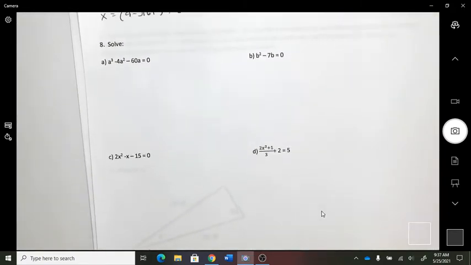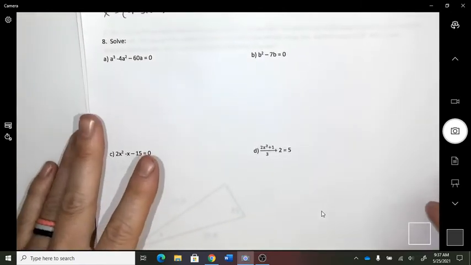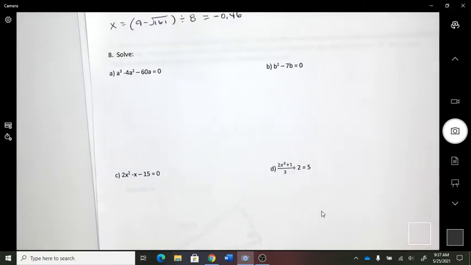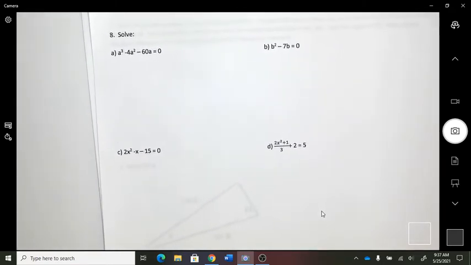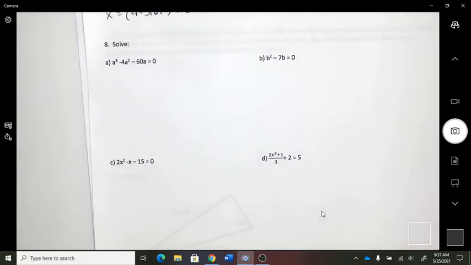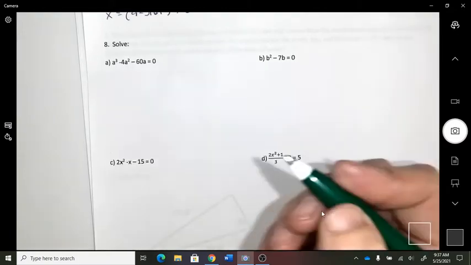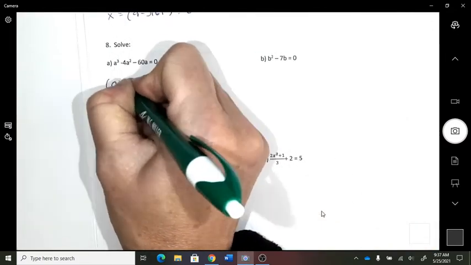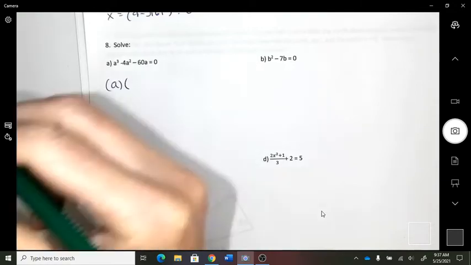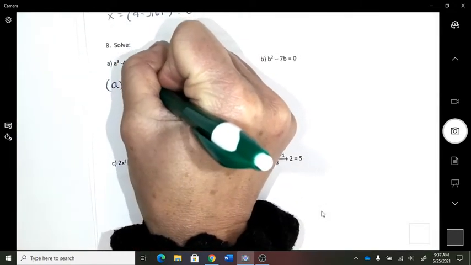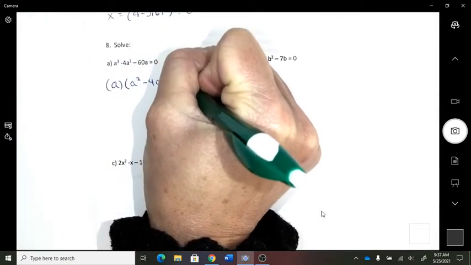Okay, number 8. Some other methods of solving. So that was the formula. What would you like to do with this first one? Do you see any of the factorings? So go through the factorings in your head: GCF, difference of squares, simple, complex. You can take an A out, so that's a GCF. A squared minus 4A minus 60.